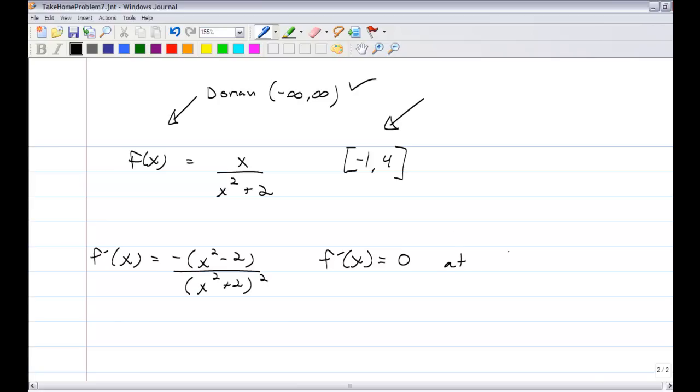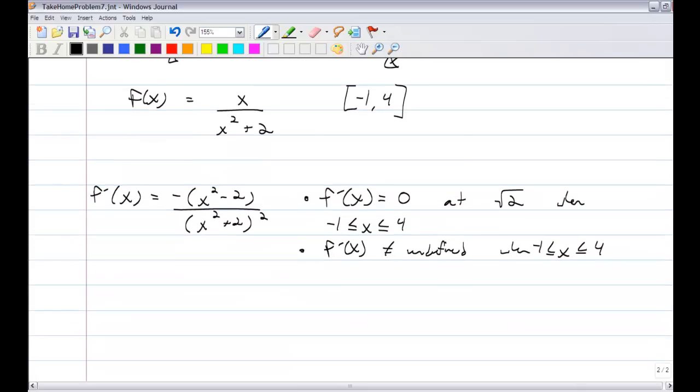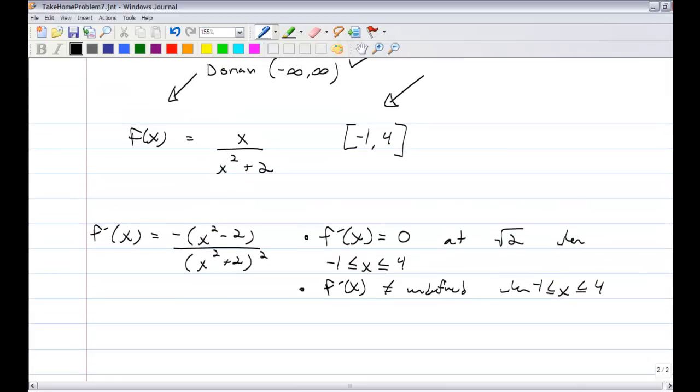at root 2 when x is between negative 1 and 4. And then we also know f prime of x does not equal undefined when x is between negative 1 and 4. So we only have one critical point. Okay, our critical point is at root 2. It's like your one interval separator.